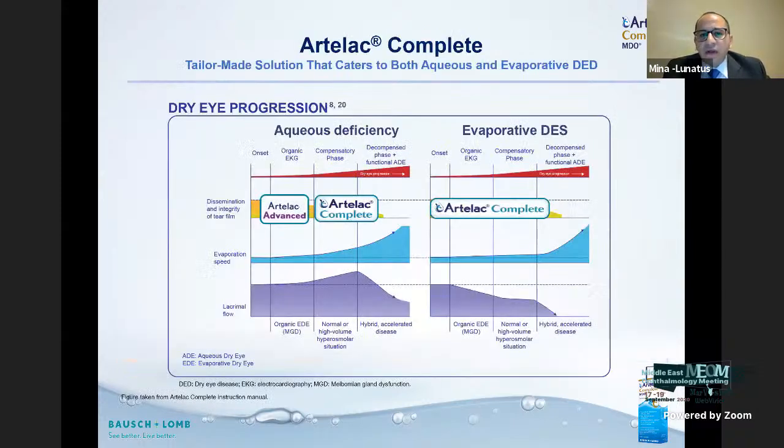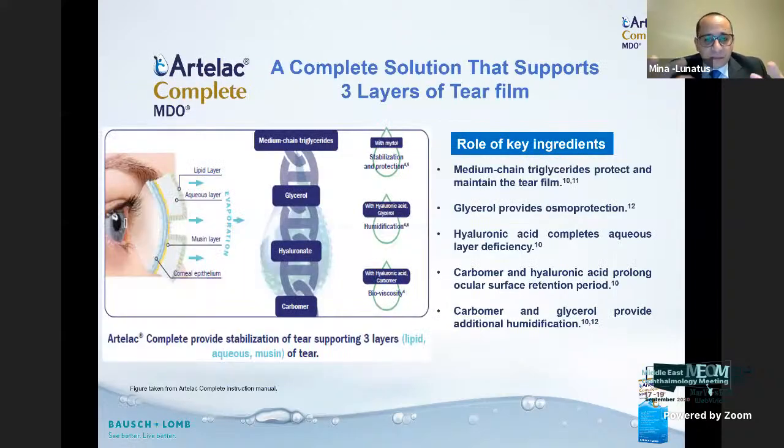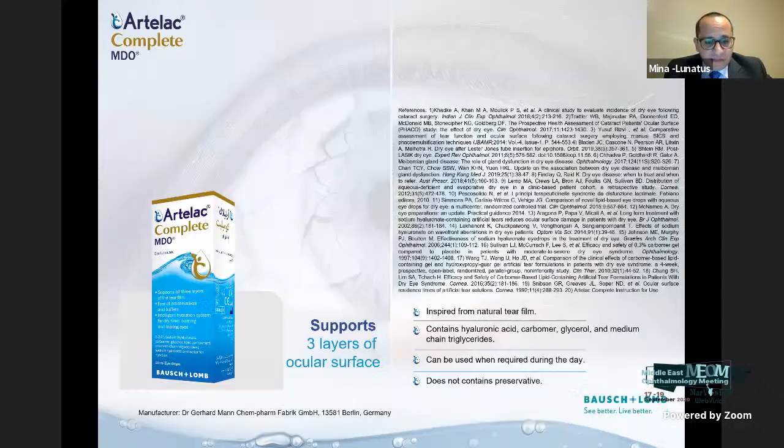And in conclusion, Artilac Complete is an addition to Artilac Advanced. Artilac Advanced is hyaluronic acid 0.2% preservative-free, targeting the aqueous deficient dry eye disease like lacrimal gland deficiency, Sjogren's syndromes. And now we have Artilac Complete to support the patients who have evaporative dry eye disease like meibomian gland dysfunction or post-cataract patients. Artilac Complete supports all the three layers of the tear film, and hence comes the name Artilac Complete, because it's a complete support for all the three layers.